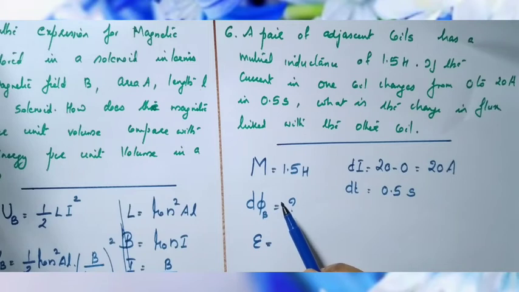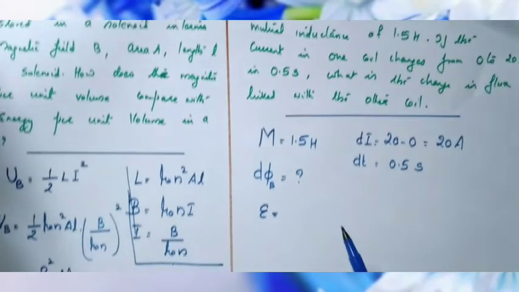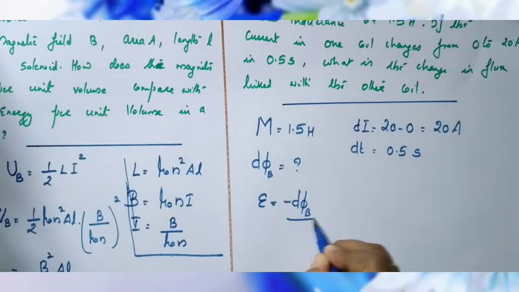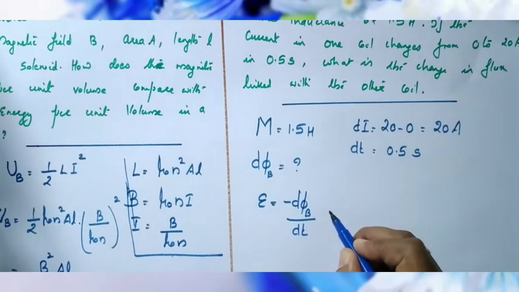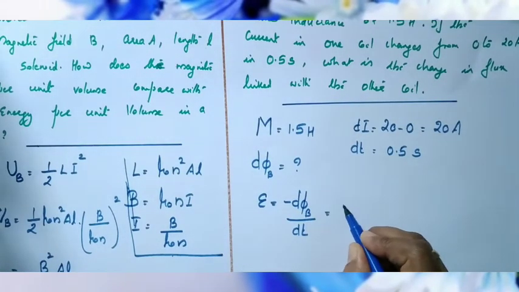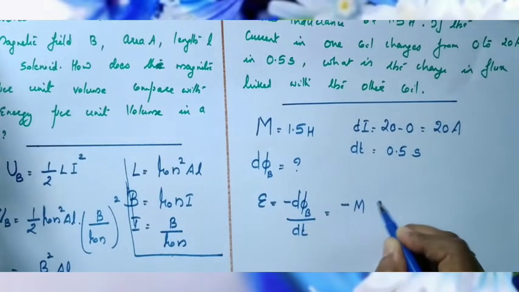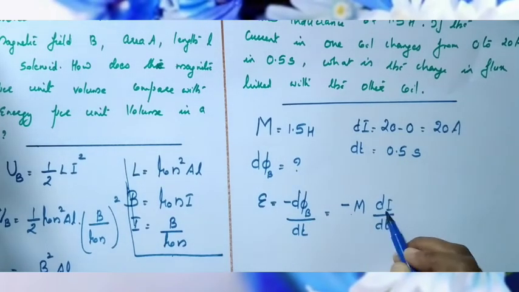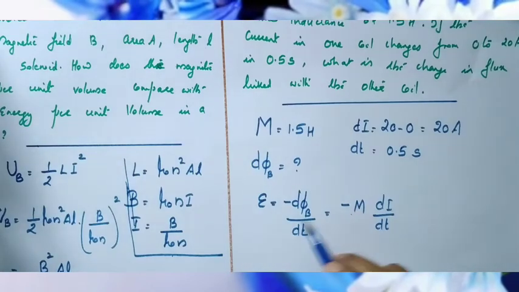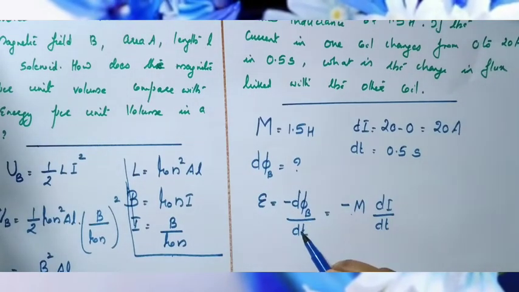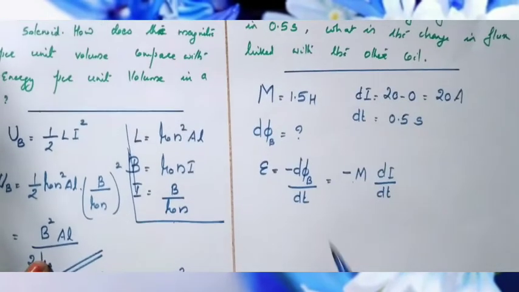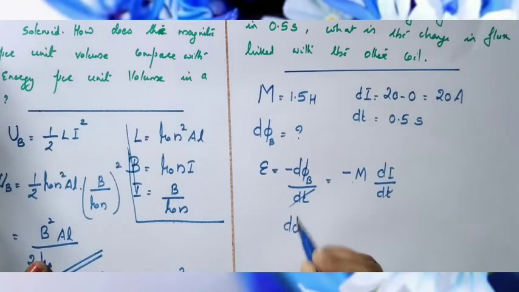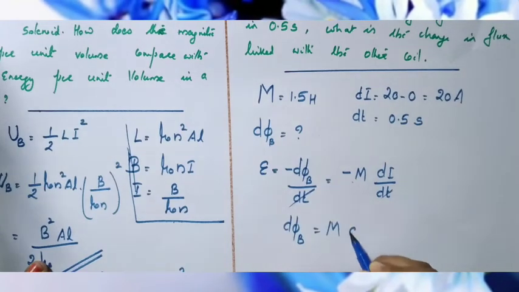We have to find out the change in magnetic flux. Okay, and we have the direct relation induced EMF E equal to minus d phi b divided by dt is equal to, from using the mutual inductance formula, what is that value? Minus M into di divided by dt. Okay, because phi b equal to MI. So using that formula, this EMF can be written as minus d phi b by dt equal to minus M into di by dt. Clear? Here dt and dt get cancelled. So what is d phi b? D phi b equal to M into di.